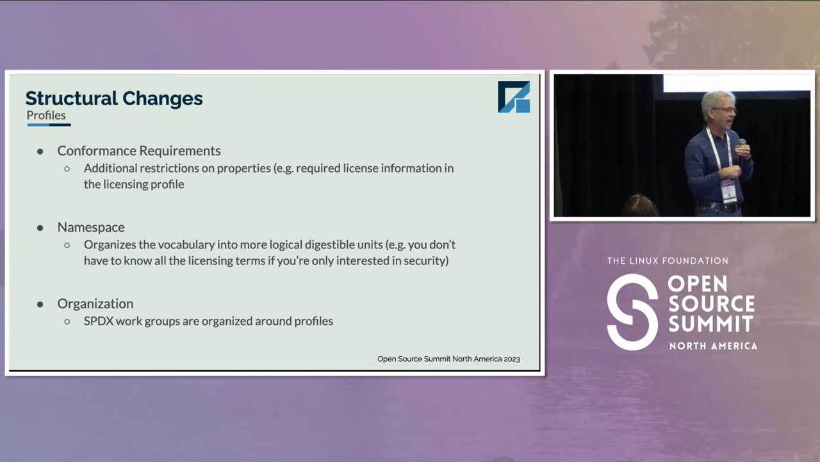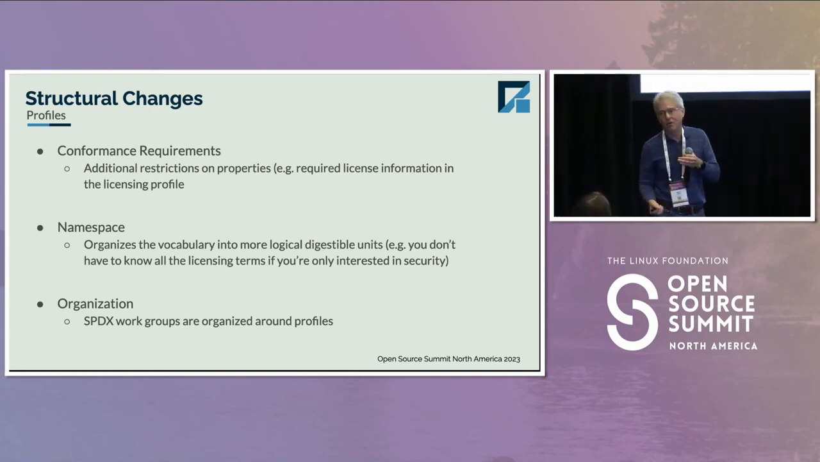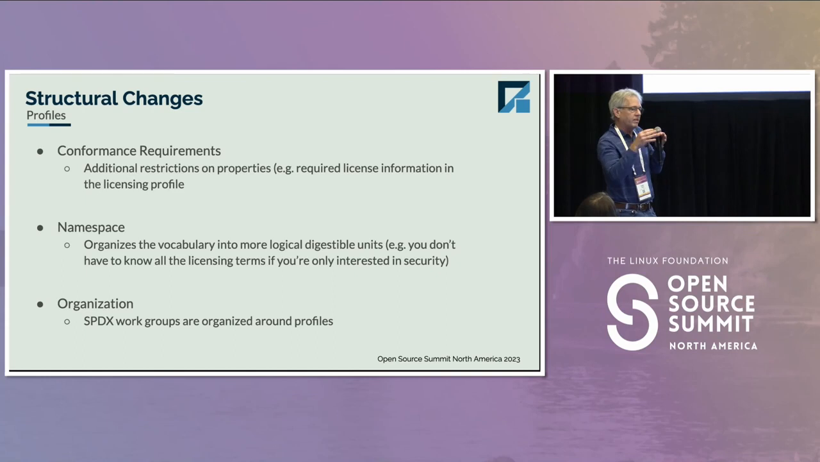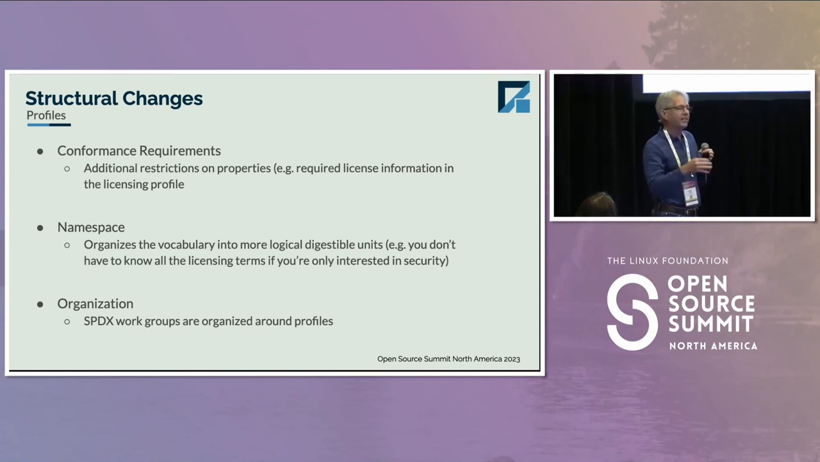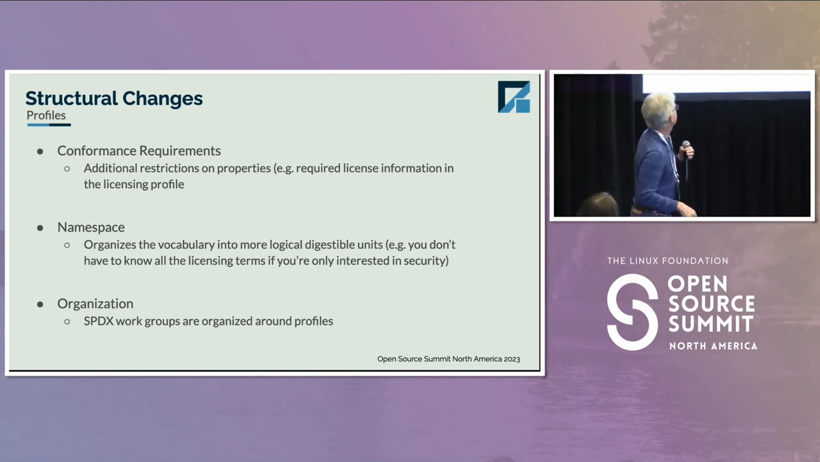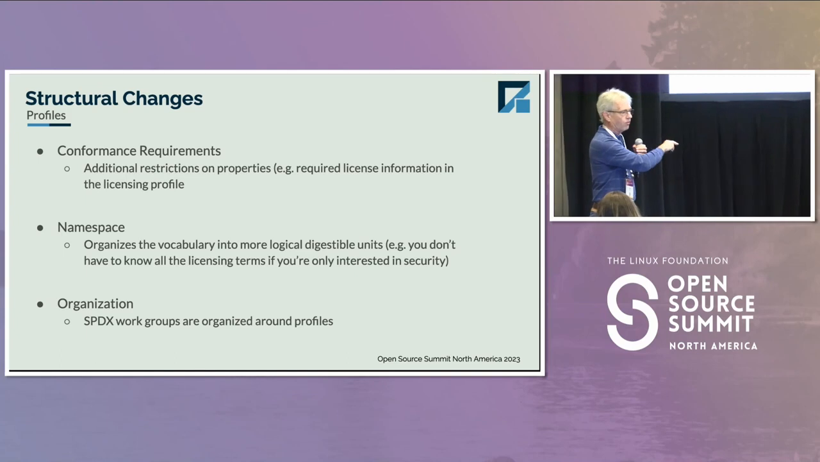I better be able to have the version information for the packages. And these things may or may not be interesting to people who want to use the licensing profile. But if I'm using the licensing profile, I better have a concluded license. I better have a declared license. So you can think of these as conformance points. One of our contributors from MITRE introduced that term to us. So these conformance points are part of a profile.